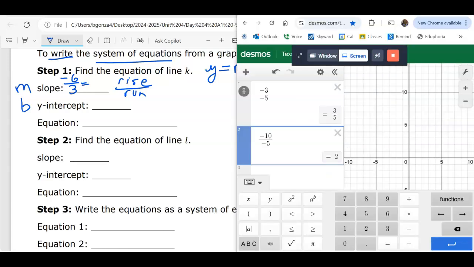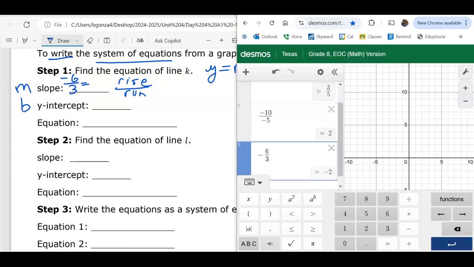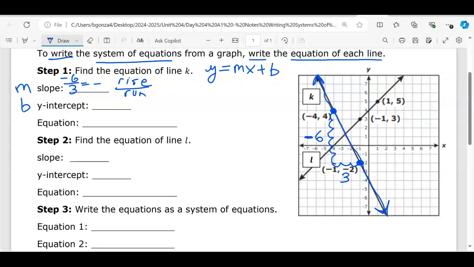Now, your Desmos can help you figure that out. Okay, or mental math, but negative 6 over 3 is negative 2. That's my slope. Cool.